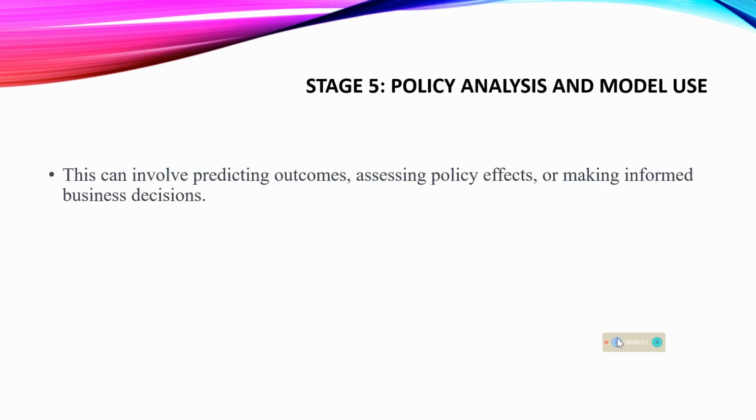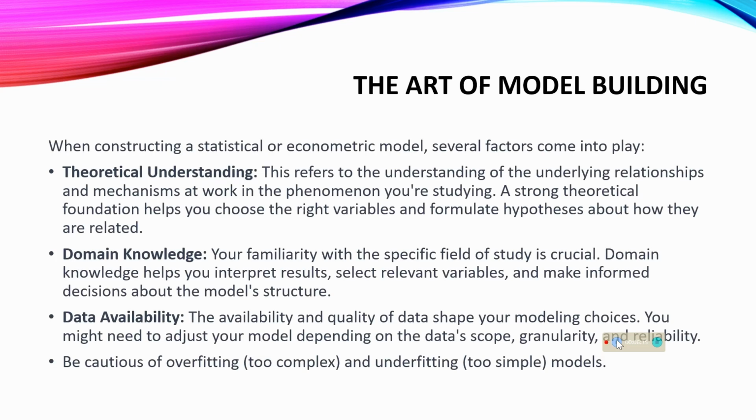Okay, then there comes stage 5, which is policy analysis and model use. This can involve predicting outcomes, that is, we can do forecasting based on our results, and we can use the results to assess policy effects or make informed business decisions. Here we have discussed the 5 stages of econometric process, and now we are going to discuss the art of model building.